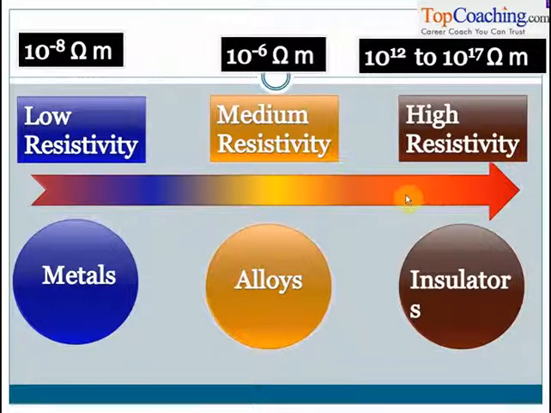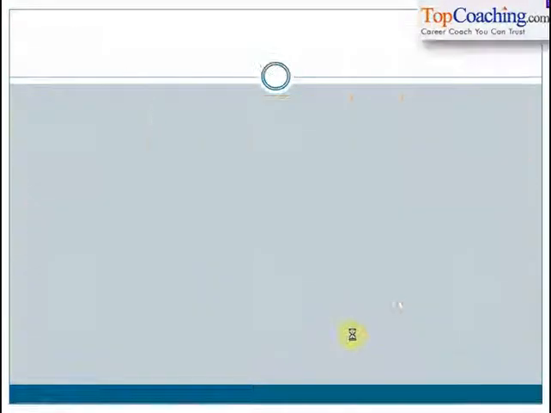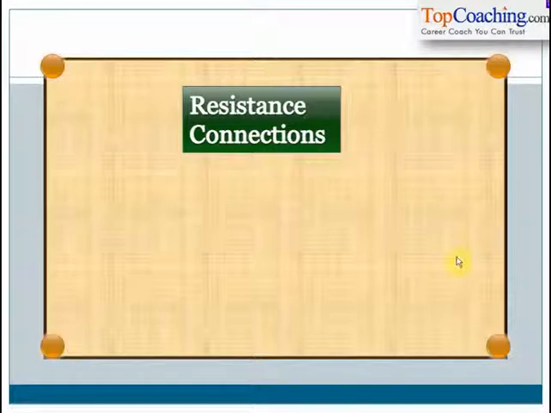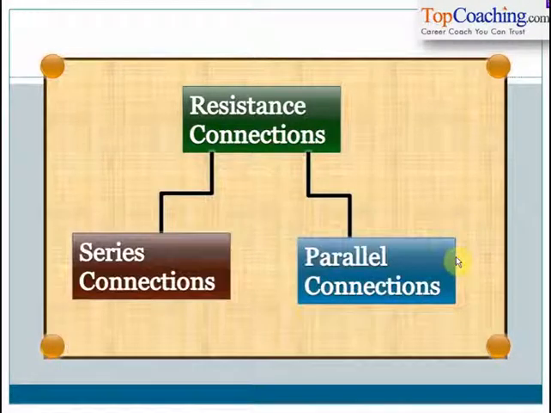Resistivity is of the range of 10 raised to minus 8 ohm meters for metals. It is around 10 raised to minus 6 ohm meters for alloys and 10 raised to 12 ohm meters for insulators. We then learnt about different ways to connect resistors. We can connect resistors in series and in parallel.